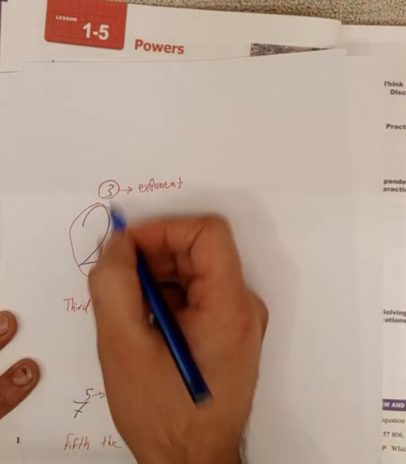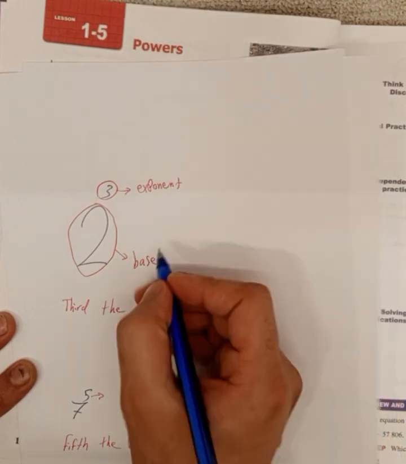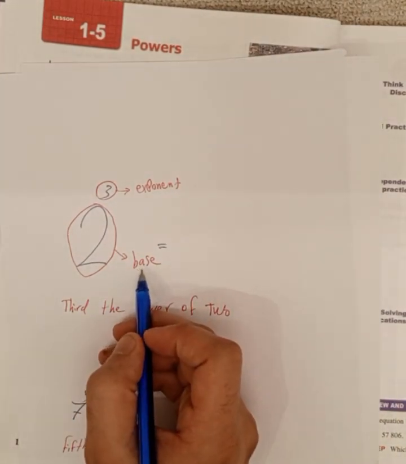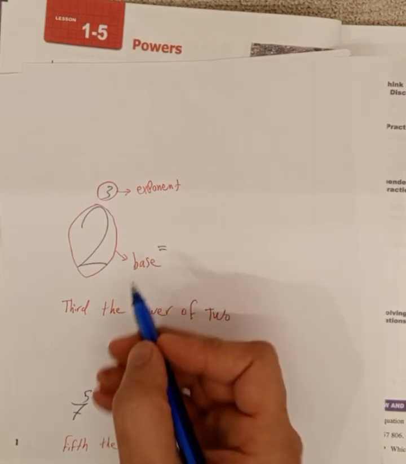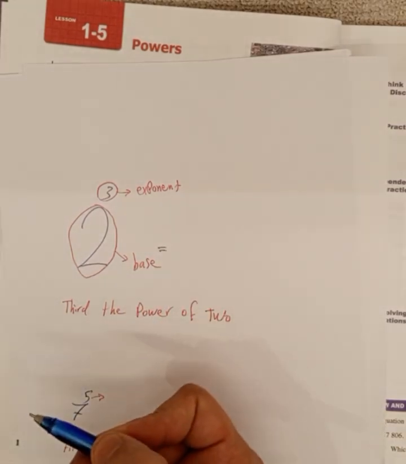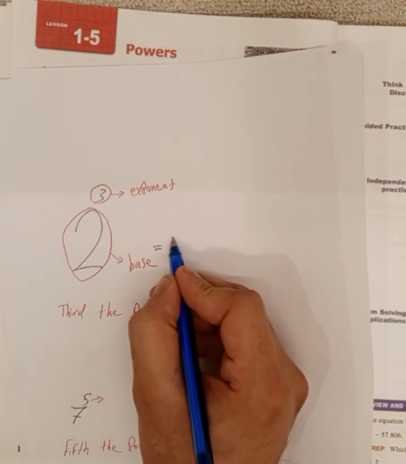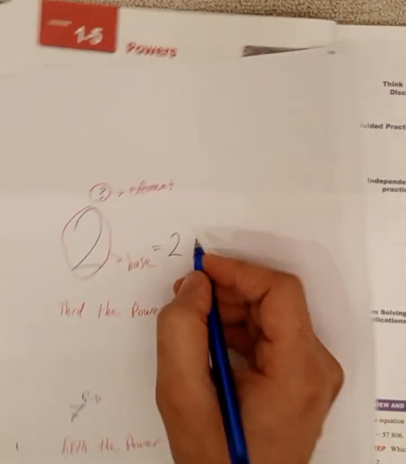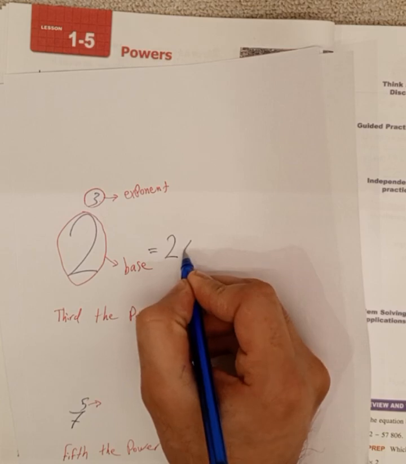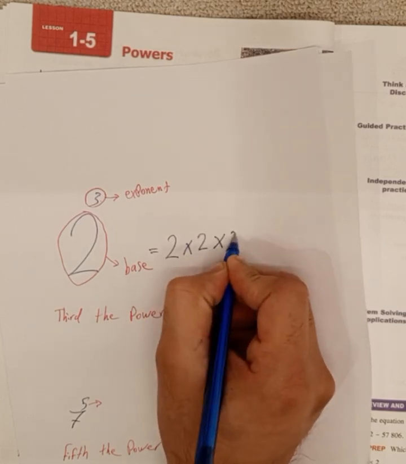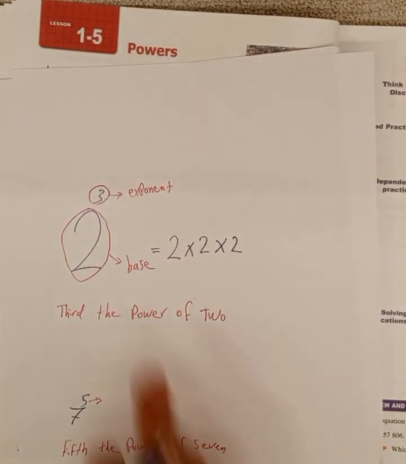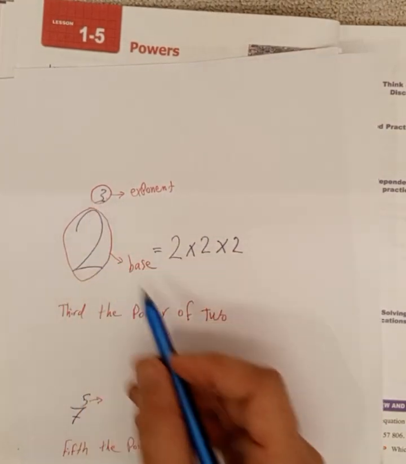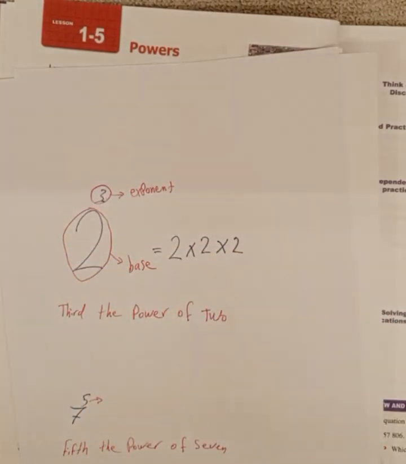How to write the equal factors? For example, third the power of 2 means what we have in the base. Base means the number that is repeated, let's say 2, right? How many times is that number repeated? 3 times. 1, 2, 3. So base means what number is repeated. Exponent means how many times that number is repeated.